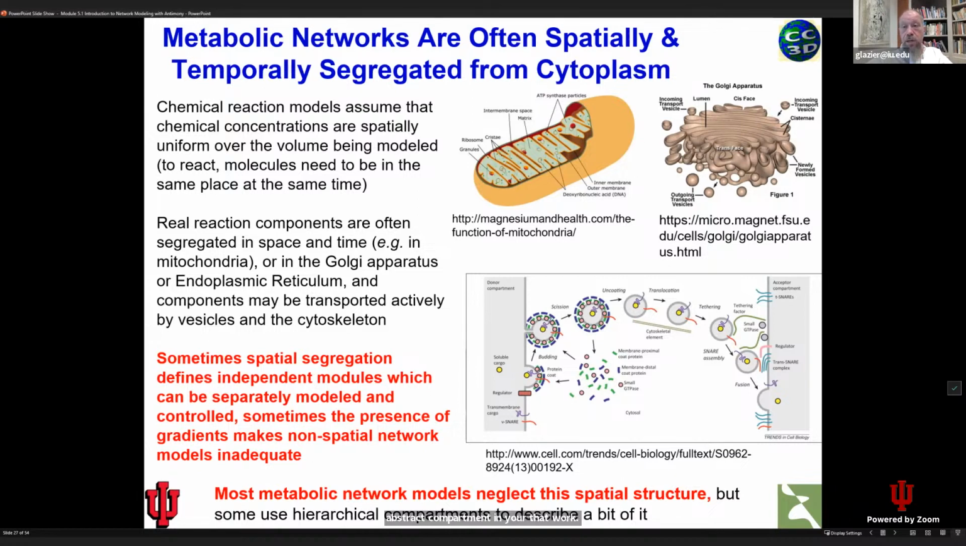There could also be gradients of composition within cells. Those gradients can be quite important for things like cell planar polarity or cell motility. Sometimes we'll model them explicitly. A lot of the time we'll abstract them in a variety of ways. And so we need to be aware of the fact that there's a huge degree of structural complexity that we typically neglect.